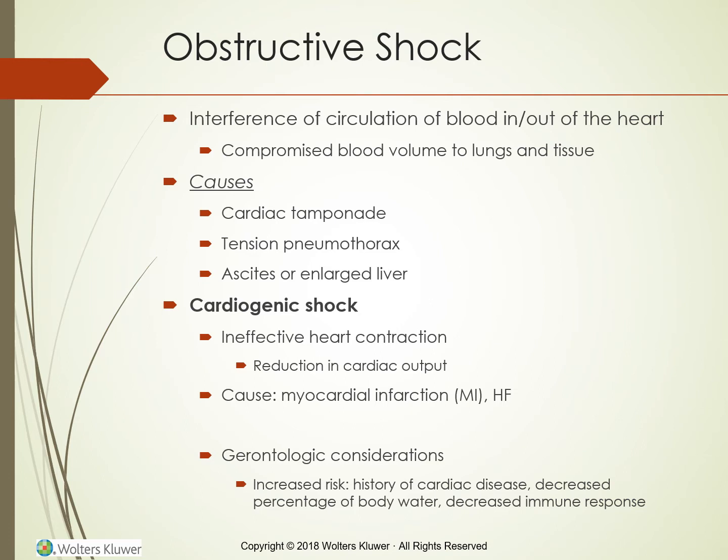Obstructive shock. Obstructive shock occurs when there is interference with the circulation of blood into and out of the heart, compromising the volume of blood that enters and leaves the heart en route to the lungs and tissues. Any condition that fills the thoracic cavity with fluid, air, or tissue can lead to obstructive shock. Examples include increased fluid or blood in the pericardial sac, which is called cardiac tamponade, air that accumulates between the layers of the pleura, called tension pneumothorax, or abdominal tissue, fluid, or air that crowds the diaphragm, as in an enlarged liver and ascites, thus reducing the size of the thorax.